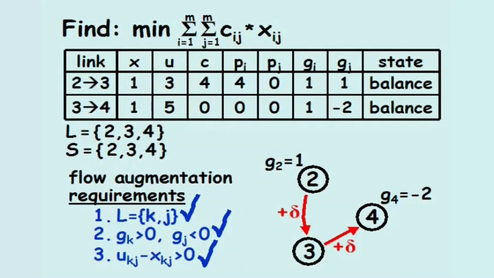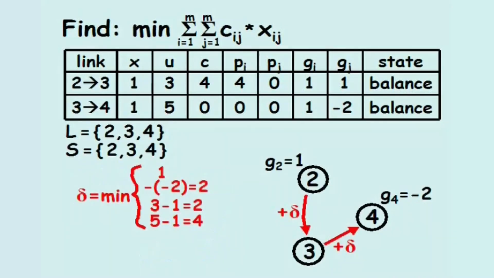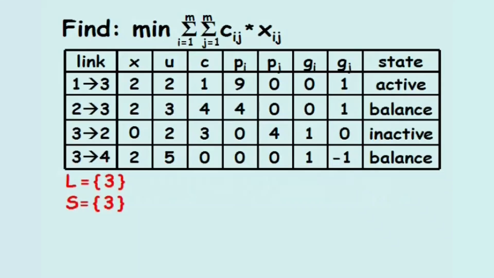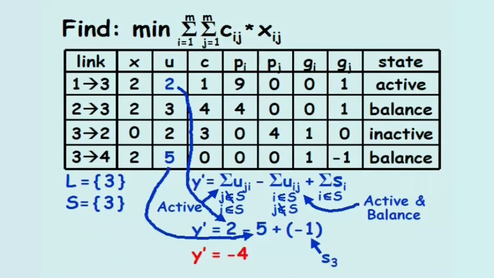The increased flow through links 2,3, and 3,4 is the minimum of 1, 2, 2, and 4, which is 1, since the surplus at node 2 is only 1. 1 unit of flow is added to these two links, and the data table is revised. The changes are again shown in red. Since the surplus at nodes 1 and 2 are 0, the label set will begin with node 3, because node 3 has a positive surplus. The direction vector set contains node 3 also.